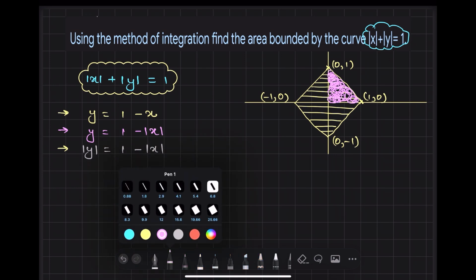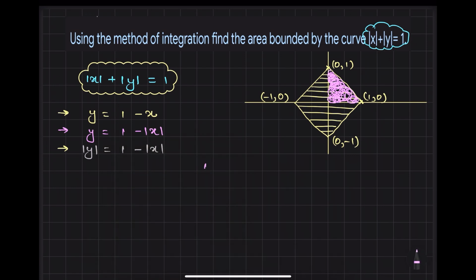So can I say that all are symmetric? The required area will be 4 times half base height, since the area of a triangle is half base times height. The base is 1 unit and the height is also 1 unit. So you can simplify things, and you will be left with 2 square units. Therefore, the required area is 2 square units.